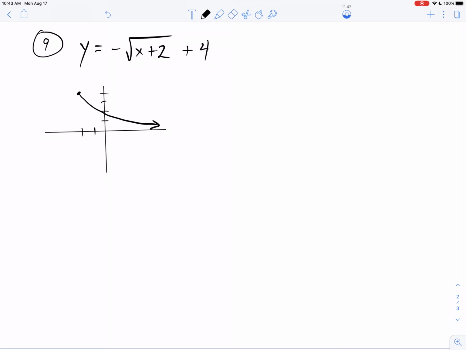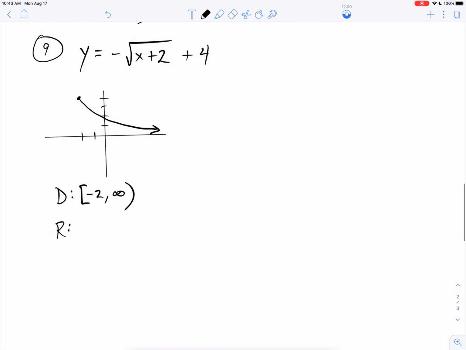Now, here's the thing with this. Domain. I start at negative 2. I still go to the right forever, so the domain looks like that. But the range, remember, it's going downward. If it's going downward forever, it doesn't go fast, but slow but sure, it's going to keep going down. That means going to negative infinity, and negative infinity is always written on the left side in interval notation. The highest value that will be achieved in this graph is a 4, and it actually does achieve 4.